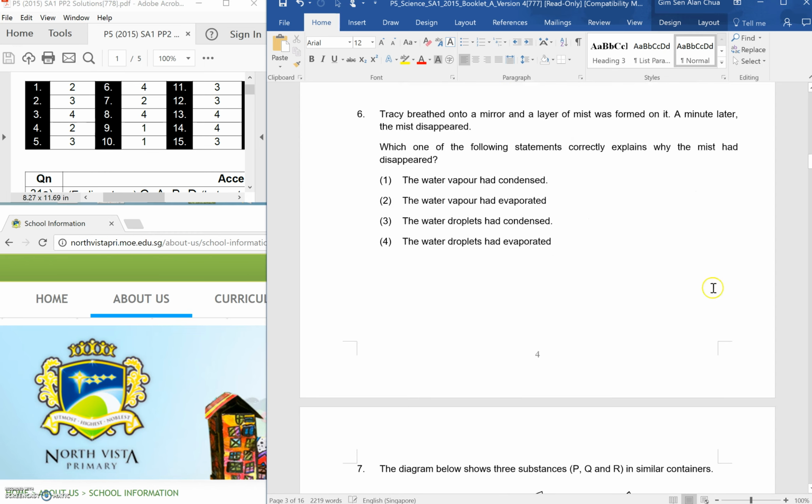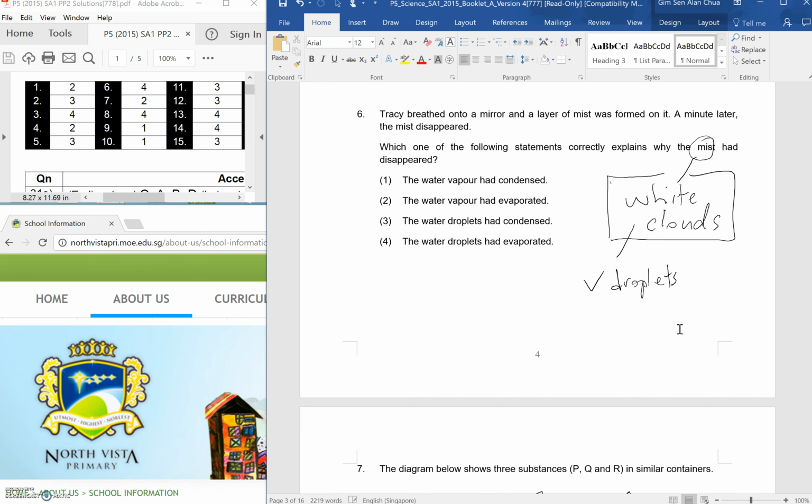Right. Now Tracy breathed onto a mirror and a layer of mist was formed. A minute later the mist disappeared. Which of the following statements explain why the mist had disappeared? Now what is mist? Mist, another name for mist, not a scientific term, is also known as white clouds. And we have learned from the water cycle that white clouds are essentially water droplets. So we are saying that the water droplets disappeared, MIA.